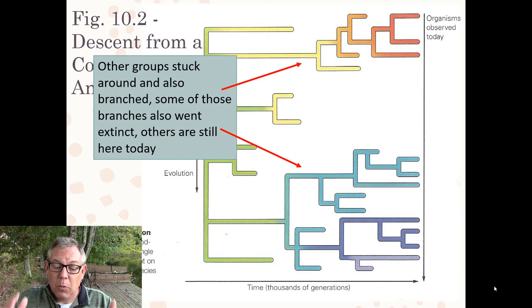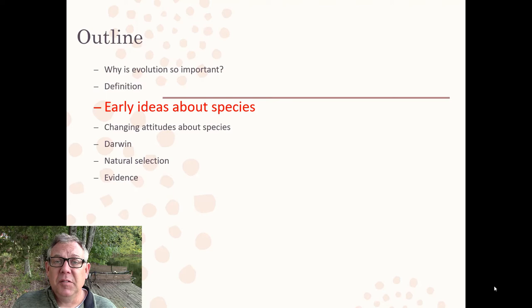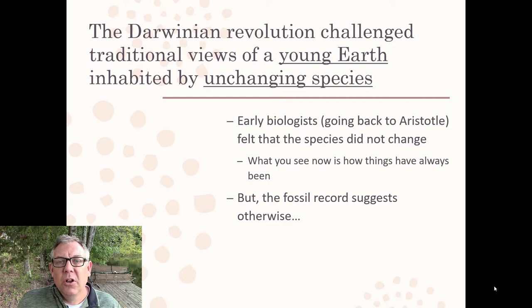Okay, so let's talk about some early ideas about species and about evolution. With these big ideas in science, it helps to understand the history behind them and how they developed. It helps you understand them a little bit better. So Darwin and the Darwinian Revolution challenged these traditional ideas that the Earth is young and that species don't change. This idea was common for thousands of years. Going back to Aristotle, biologists thought species don't change. What you see now is how things have always been. Up until Darwin, that was the idea, but Darwin really challenged that.